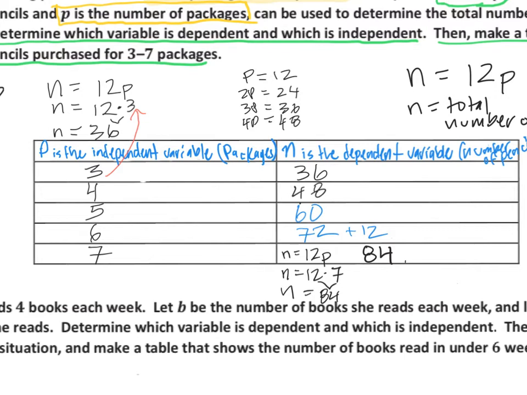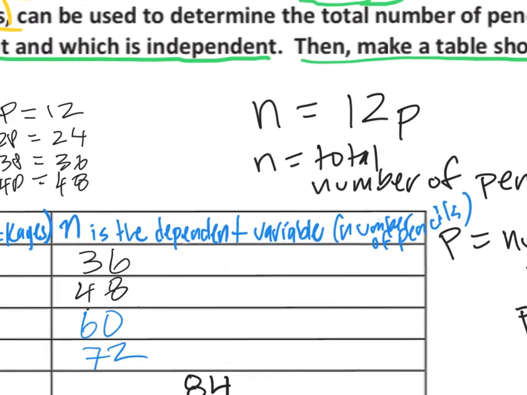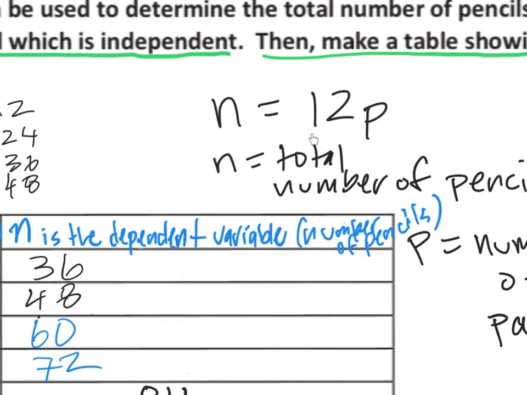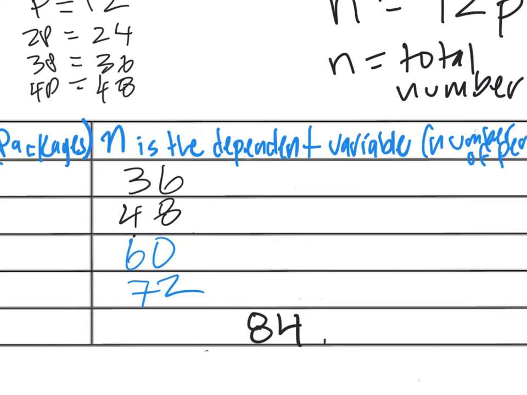So it works out by skip counting, and it also works out by substituting P for the number of packages that there are. Just remember, all we did was look at the equation that was already created, and then we substituted in the independent variable for the number of packages to solve for n, our dependent variable.